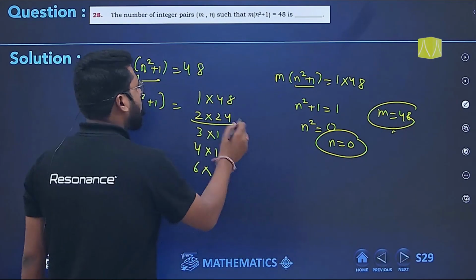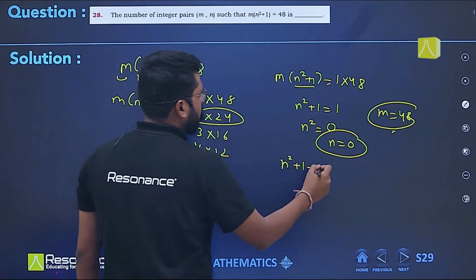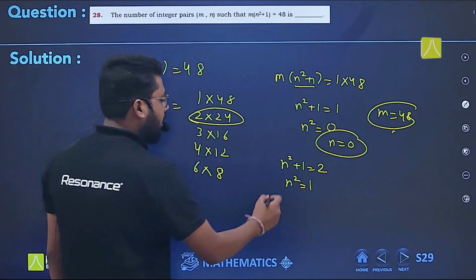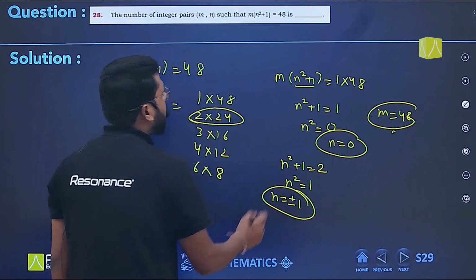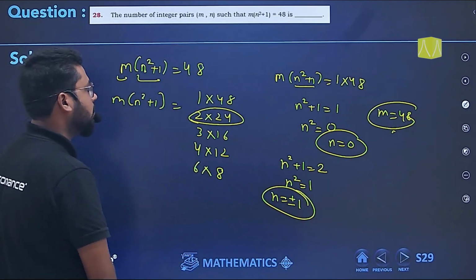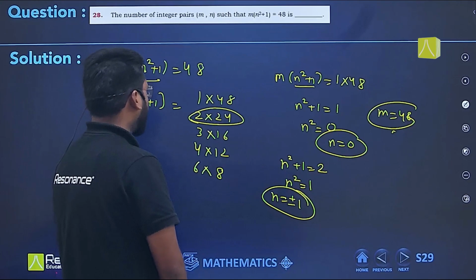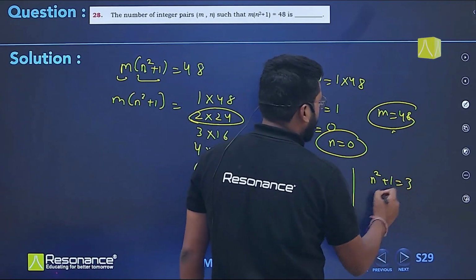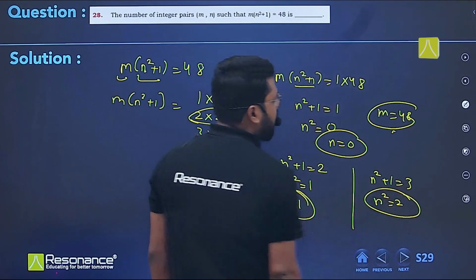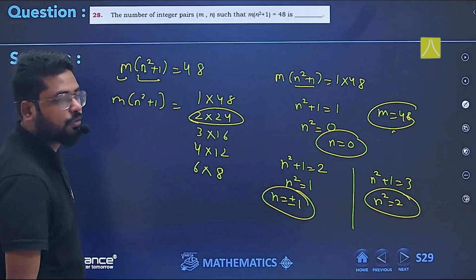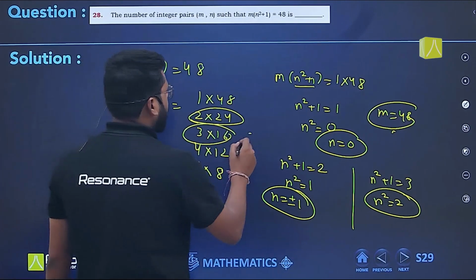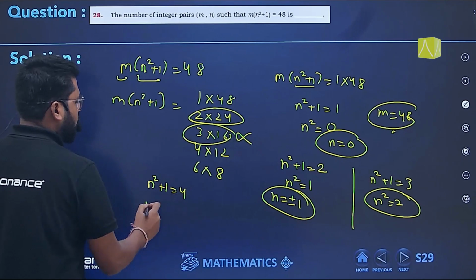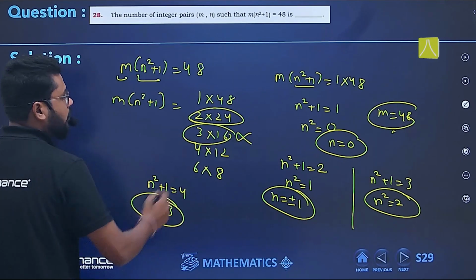For the second pair, 2 into 24, suppose n square plus 1 is 2, so n square is 1, so n can take two values, plus or minus 1. But for the third pair, 3 into 16, if n square plus 1 is 3, then n square will be 2, which is not an integer because root 2 is not an integer, so we'll reject this. For the fourth pair, if n square plus 1 is 4, n square will be 3, and still it is not an integer, so we'll reject this value.